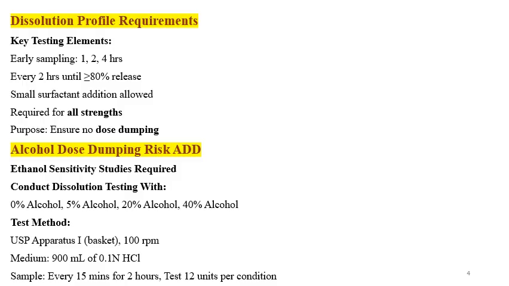Test method: USP apparatus 1 basket at 100 rpm can be used, or USP apparatus 2 at 50 rpm can be used. Medium will be 900 ml of 0.1 normal HCl, and the other media will be with the alcohol concentration, or ethanol concentration you can say, as 5%, 20%, 40%. For Europe, as per the EMA guideline, alcohol concentration may vary like 10%, 20% or other as required by the authorities.